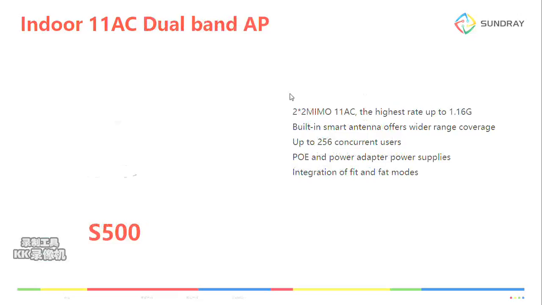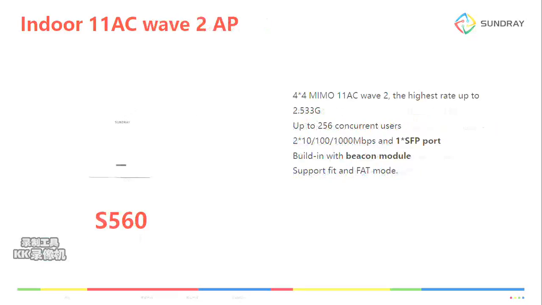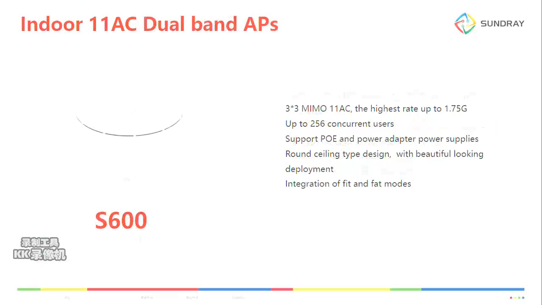So we go on with the next access point. The first one is the S500, the 11AC practical APU. The S500 has 2 streams, the maximum throughput is 1.16 gigabit, and this one has a built-in smart antenna. By the way, the S500 does not support an external antenna, so we can only use the built-in antenna for coverage.